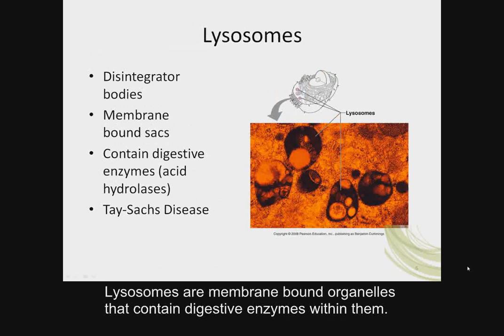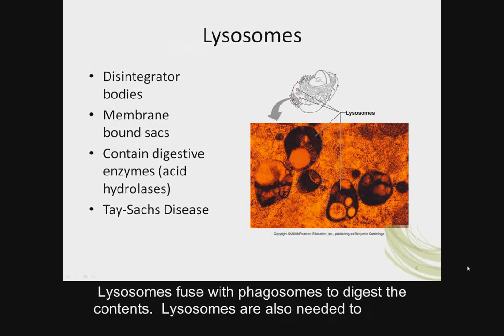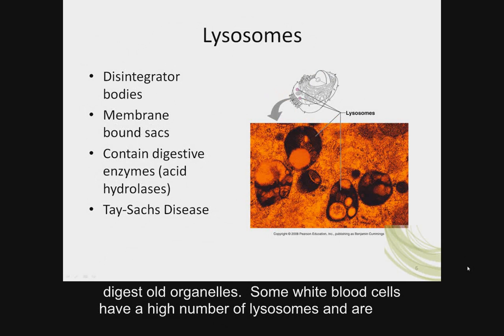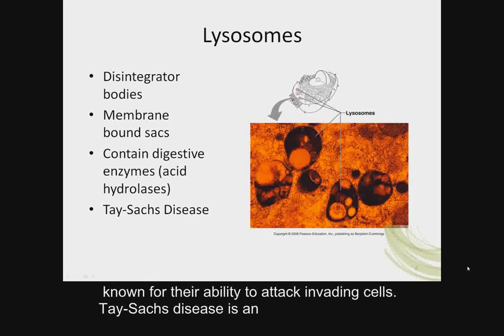Lysosomes are membrane-bound organelles that contain digestive enzymes within them. Lysosomes fuse with phagosomes to digest the contents. Lysosomes are also needed to digest old organelles. Some white blood cells have a high number of lysosomes and are known for their ability to attack invading cells.